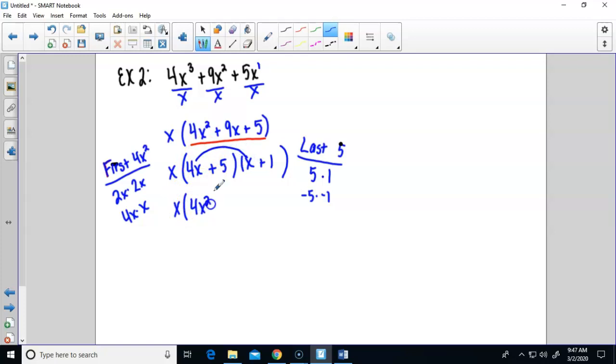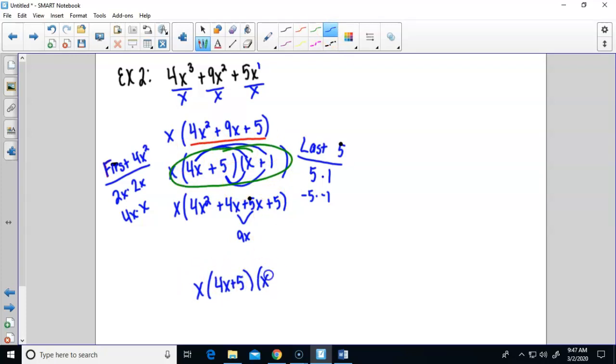Good. Very good. Oh, Aiden, is this going to work? It works because 4x and 5x is 9x, which we're supposed to get in the middle. So make sure you know what the answer here is. The answer is this factored part. The answer is x times 4x plus 5 times x plus 1. Yes. Keep it.